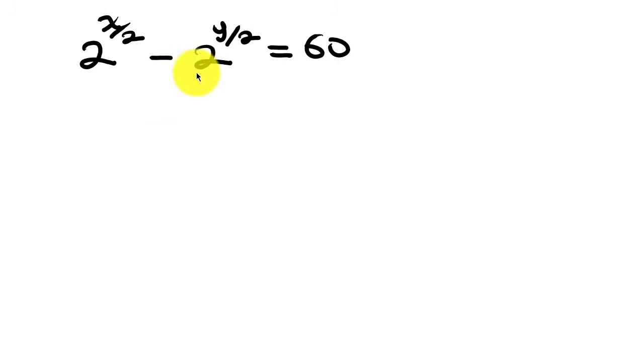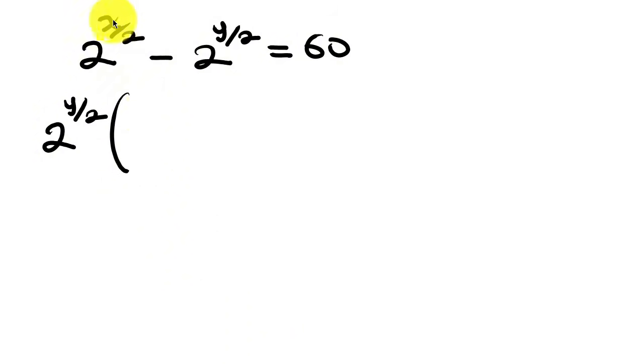When factorizing terms with the same base, we factor out the smaller term. The smaller term here between this and this is 2 to the power of y over 2. So I'll factor that out, 2 to the power of y over 2. Why did I say that? It is because since the right-hand side is positive, that means x over 2 is larger than y over 2. Very good. So we factor out this term.